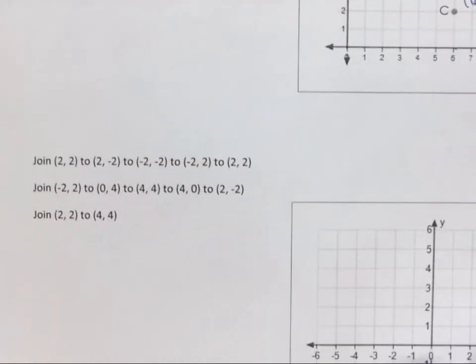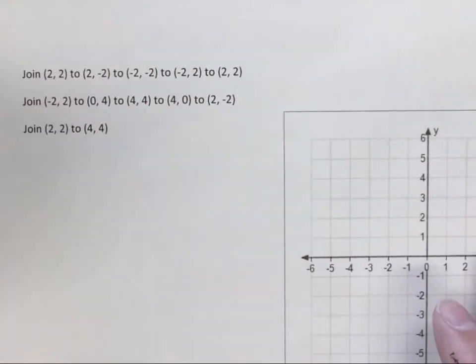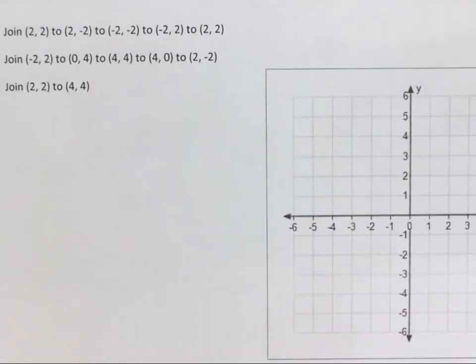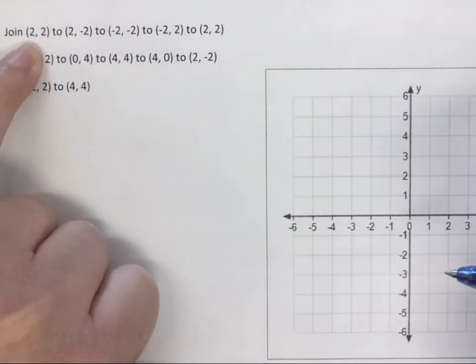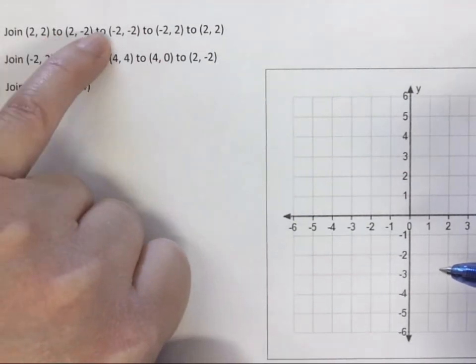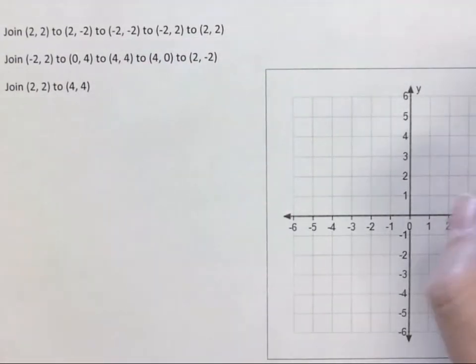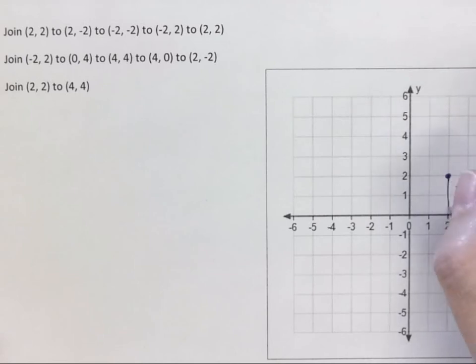So next, we're going to join some points together. This is the last question of your assignment. We're going to start plotting points here, and then we're going to connect all 5 of these points together. So we're going to start at 2, 2, so that point's right there. The next point I have is over to negative 2. It said to join those together, so I'm going to connect them with a straight line.